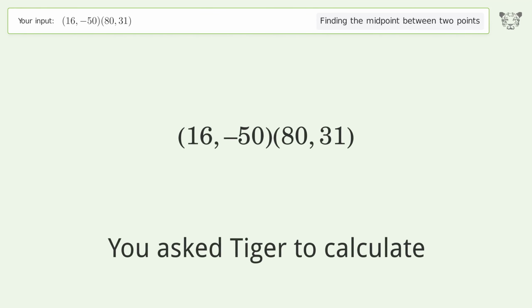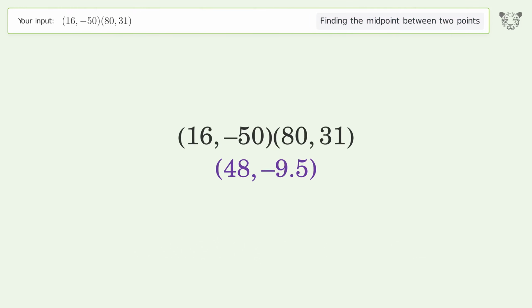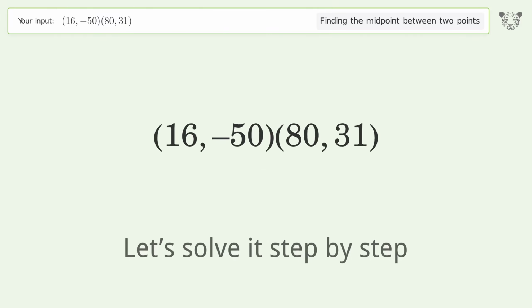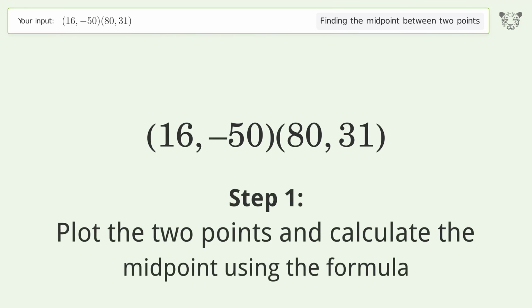You ask Tiger to calculate. This deals with finding the midpoint between 2 points. The midpoint between the 2 points is 48, negative 9.5. Let's solve it step by step. Plot the 2 points and calculate the midpoint using the formula.